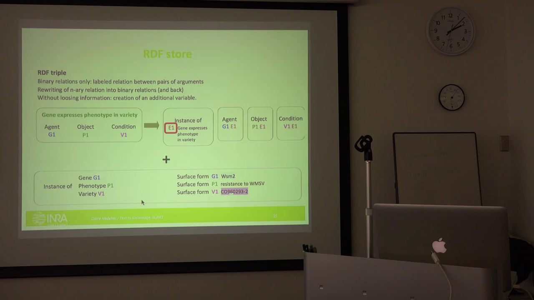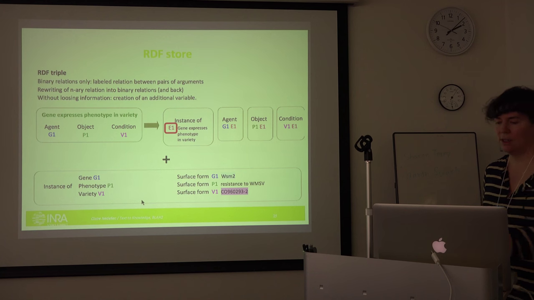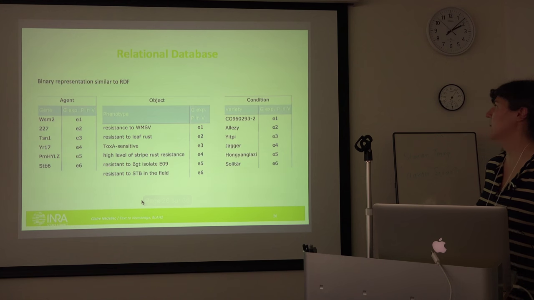And again, obviously, we have to link this information to the types and the surface forms. This is not as straightforward as expected to map this ternary relation into a binary relation. I will show you an example later of the kind of problem we can have.